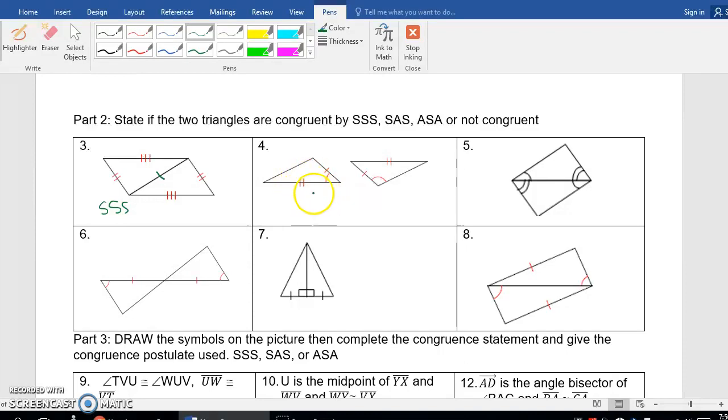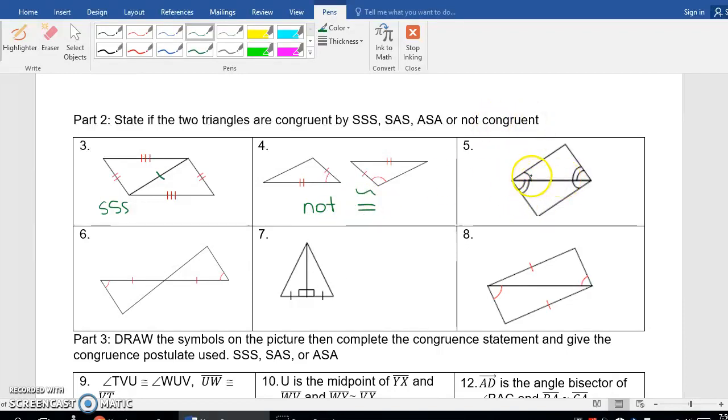Right here we see this side and that side. This side and this side are congruent. And then we've got this angle. But for number 4, you can see that this goes side, angle, side. But is this the same location of angle on this side? Is the angle in between the sides? No, it's not. Therefore, it doesn't qualify for one of our postulates, and it is not congruent.